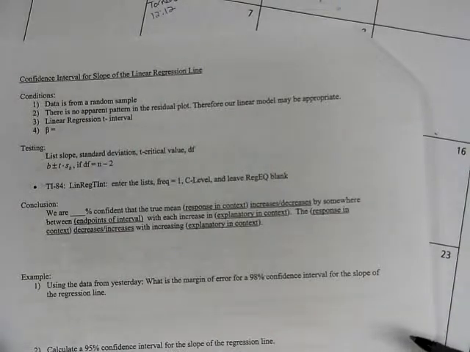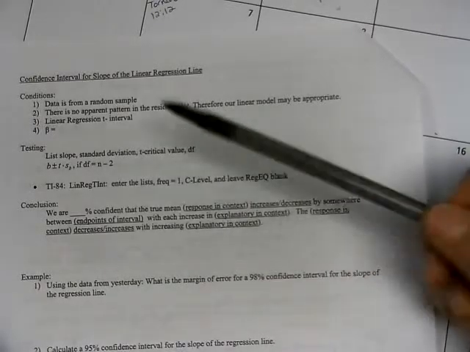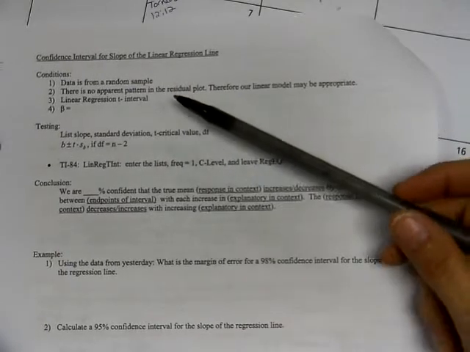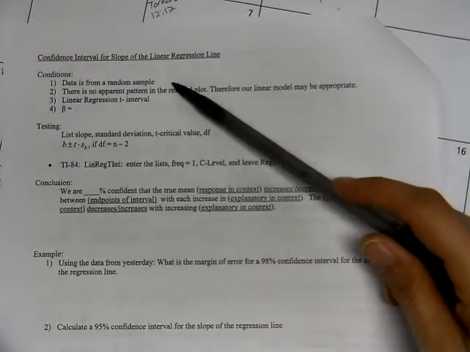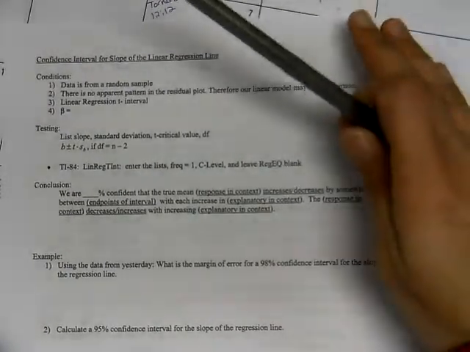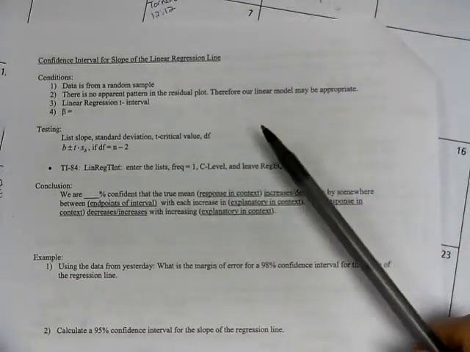So the last part of chapter 13, all we're going to do is what we did yesterday, but we're going to do the confidence interval for the slope. So today we're basically looking at what do we think the slope would be of the true regression line. So the conditions don't change. Random sample from yesterday. No apparent pattern in the residual plot.